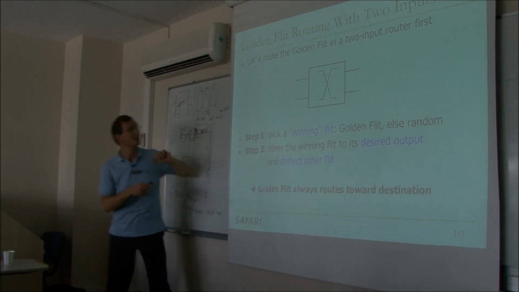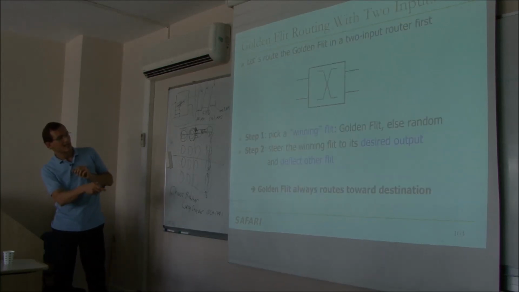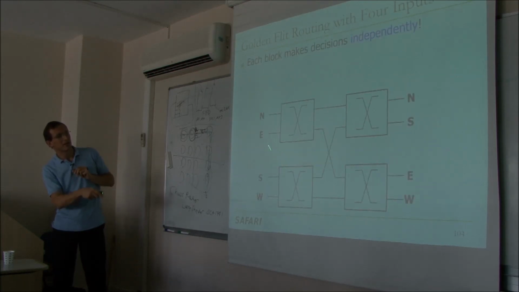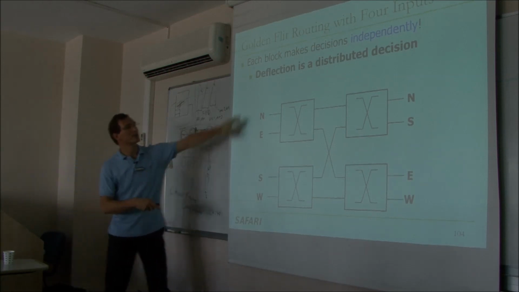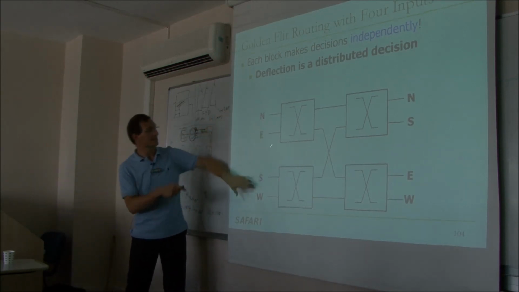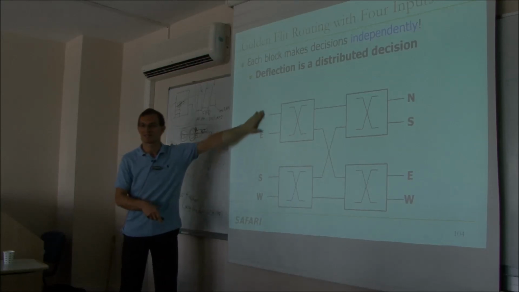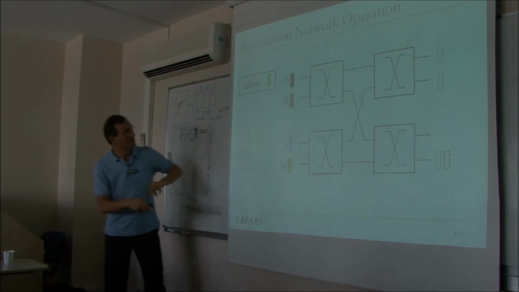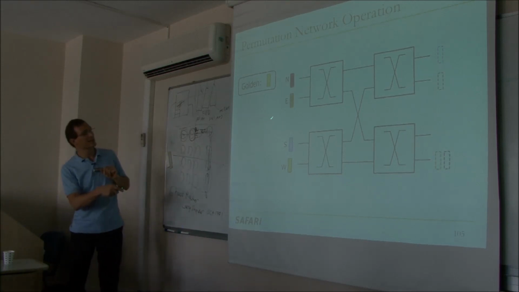Now you can actually make a 4-input router this way. Basically, we take whatever I described here and connect it as a permutation network like this. Now your deflection is a distributed decision, right? Northeast ports, southwest ports, and you can actually connect these in different ways. This is to minimize the deflections. But let's take a look at how this operates. I guess the colors are kind of bad here, but that's okay.